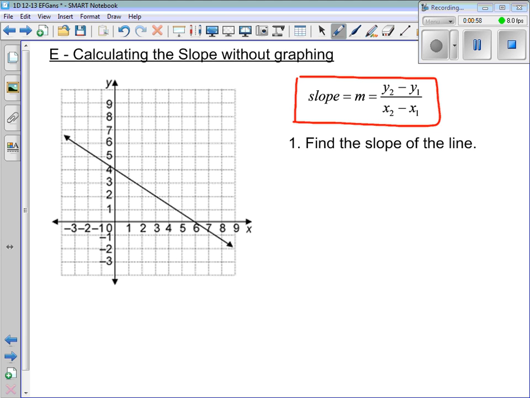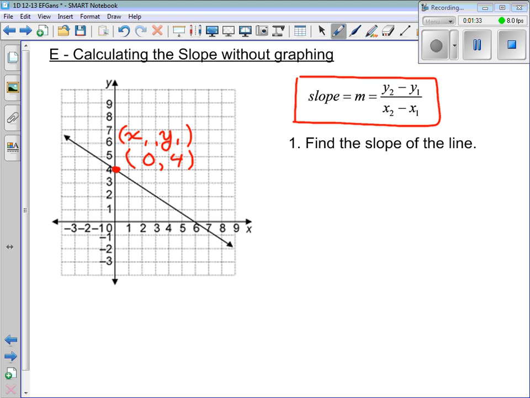So if they give us a line like this and we want to use this formula, what we want to do is pick 2 points that are on this line. So I'm going to pick this point right here. I'm going to call this point 1. Okay? So the coordinates of this point are going to be x1 and y1. And I could just look at the graph and figure out what x1 and y1 are. My x value here is going to be 0. My y value is going to be 4.